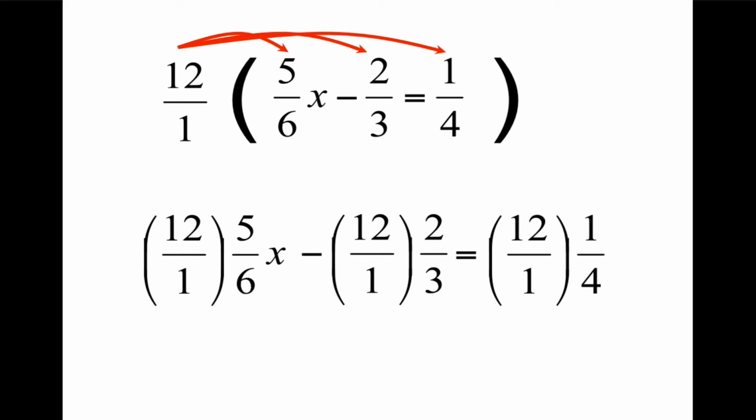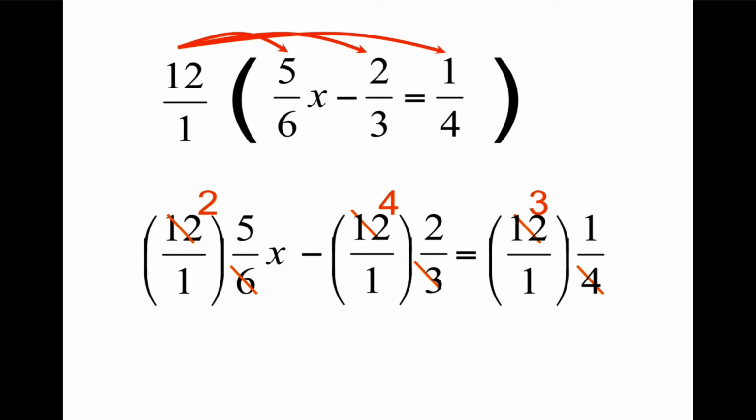Again, let's do all our canceling first. 6 goes into 12 twice. 3 goes into 12 4 times. And 4 goes into 12 3 times. See, this is why we chose 12, because it would cancel all those denominators for us, leaving 1 across the board as all the denominators. So now we go ahead and multiply, and we'll get a normal two-step equation.